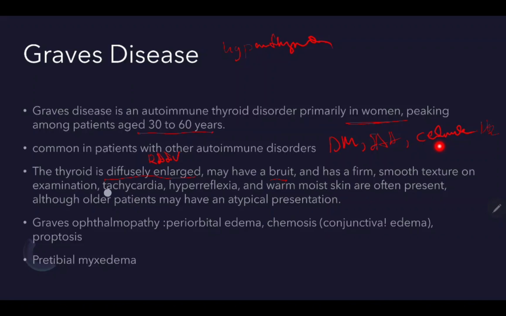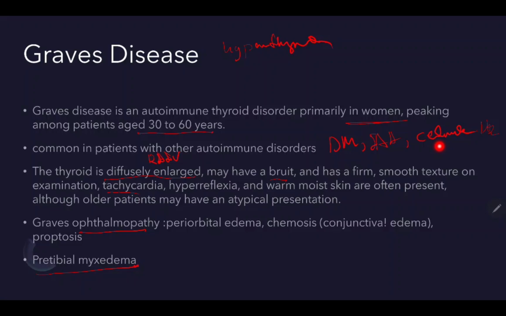In the examination, you have tachycardia, hyperreflexia, warm, moist skin, which is a picture of hyperthyroidism. Some patients have atypical presentation, but I won't expect this in the exam. Okay. We have Graves' ophthalmopathy also. Graves' usually has two significant characteristics: Graves' ophthalmopathy and periorbital myxedema.